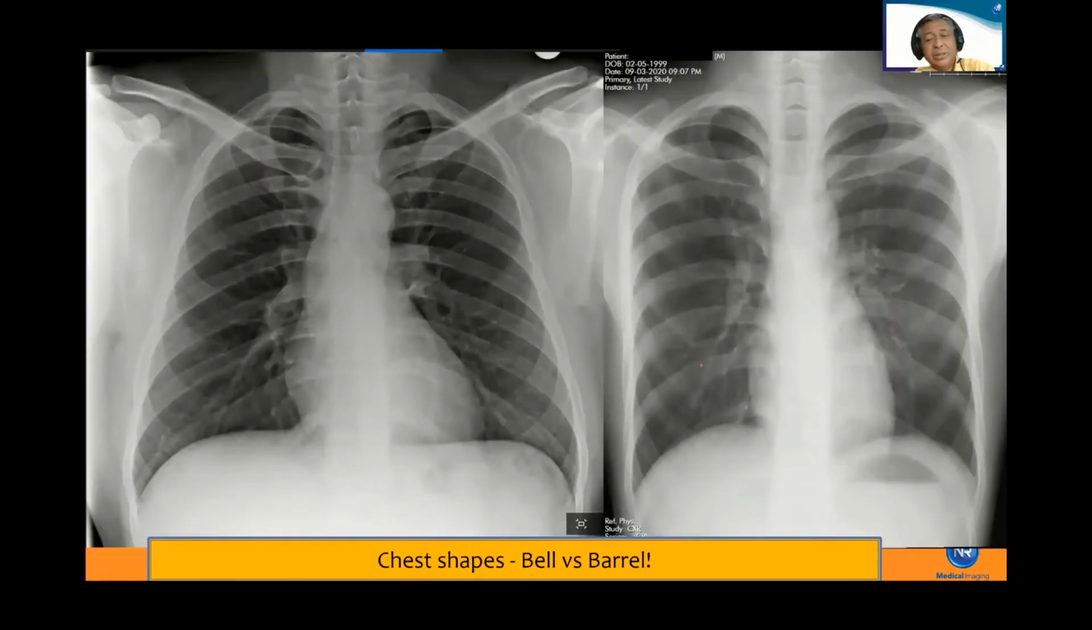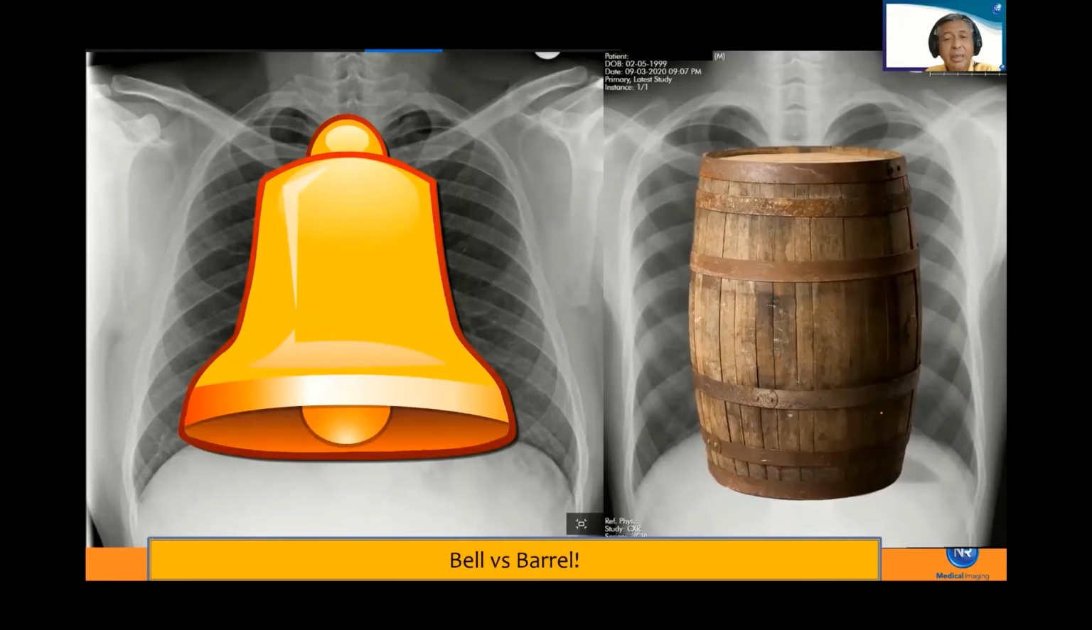Okay, I mentioned chest shape. You've got bell and barrel. Bell is what most people are. That means you've got a shorter upper diameter compared to the lower part of the chest, which is longer. Whereas in barrel, the upper diameter and the lower diameter are about the same length. So this is bell and barrel.